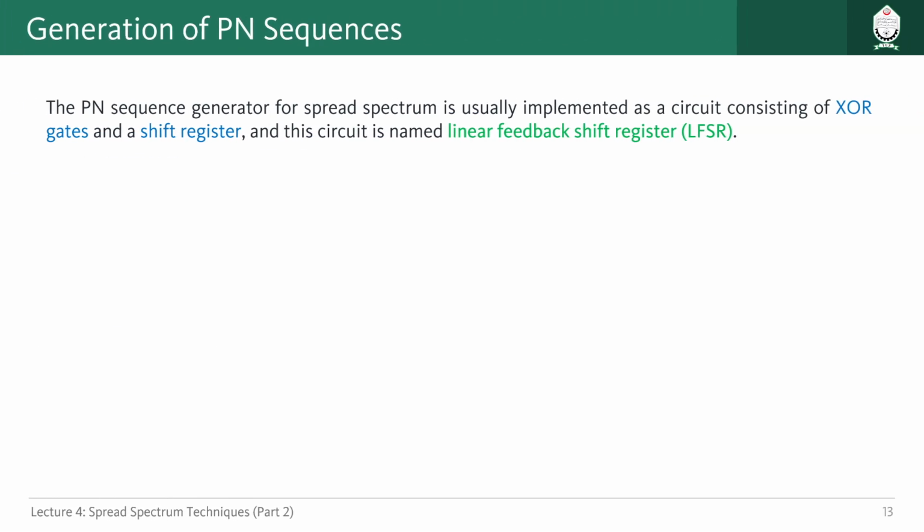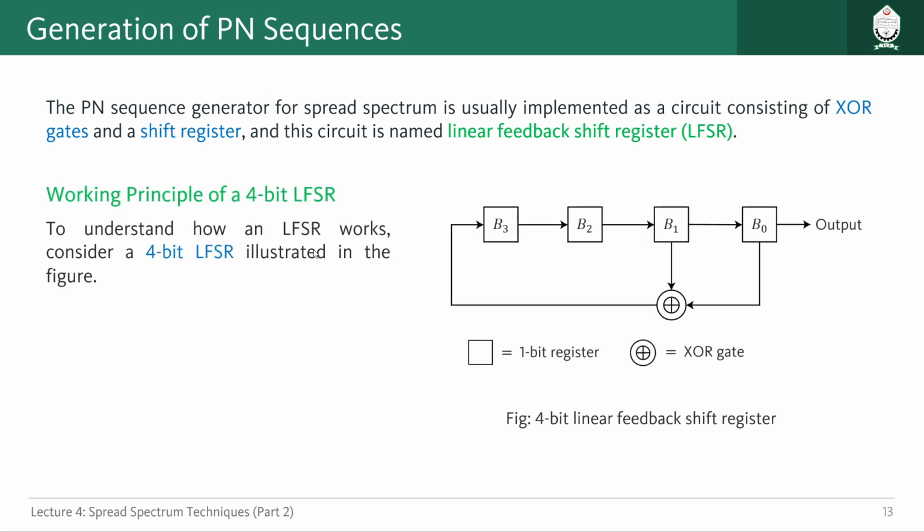So far we have discussed the properties of a random signal, and now we are going to see how these pseudo-noise or pseudo-random sequences are generated. Now the circuit we use to generate these kinds of sequences is called a linear feedback shift register, or simply LFSR. This circuit consists of some XOR gates and also a shift register. Now to understand how these LFSRs work, let us start with a basic example of a 4-bit LFSR.